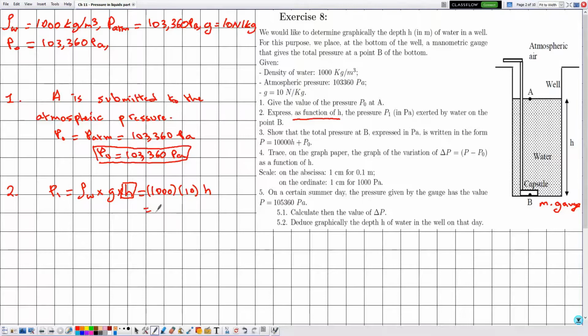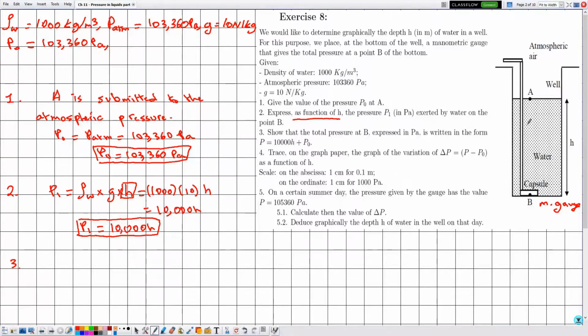Now 1000 multiplied by 10 is 10,000 H. So the value of P1, which represents the pressure exerted by water at the point B, is given by 10,000 H. And notice that here I didn't include any unit for P1 since P1 is expressed as a function of another variable, which is H.